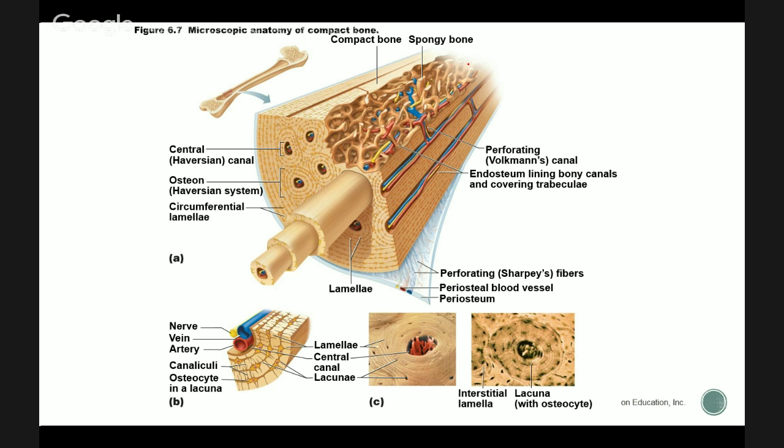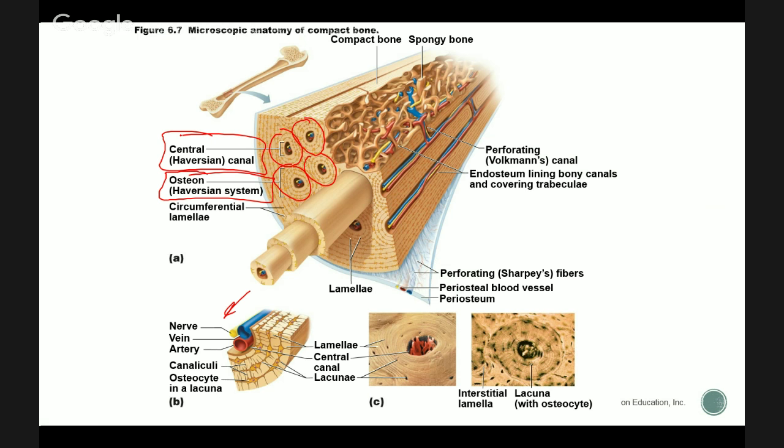So if we look at compact bone, we can see those multiple concentric rings. Each one of those rings is called an osteon, or a Haversian system, and we brought one out here. So the compact bone is divided into these units called osteons. Right in the middle of the osteon is something called a central canal, or a Haversian canal, and you can see the blood vessels and the nerves running through that.